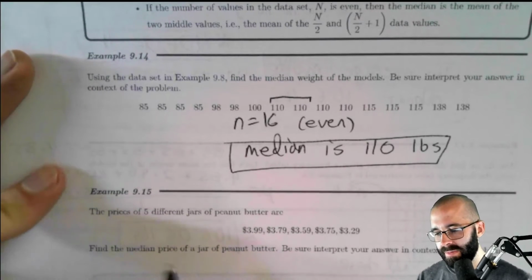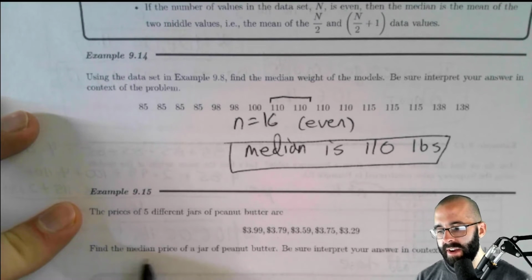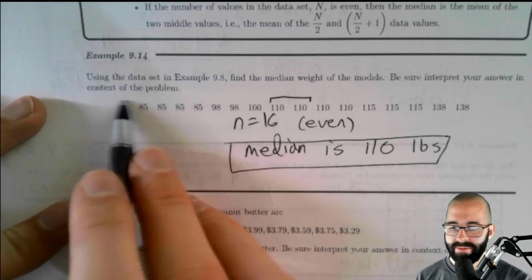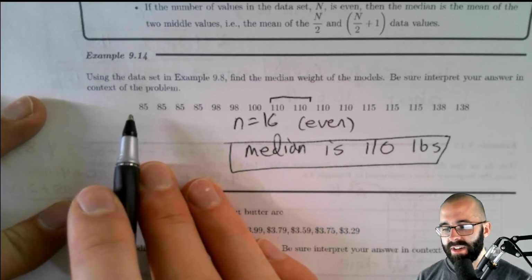Let's do another example. If we have 5 different jars of peanut butter and we list all of their costs, find the median price of a peanut butter jar. Interpret your answer in the context of the problem. I didn't do that in the previous one. But it's actually very, very similar.